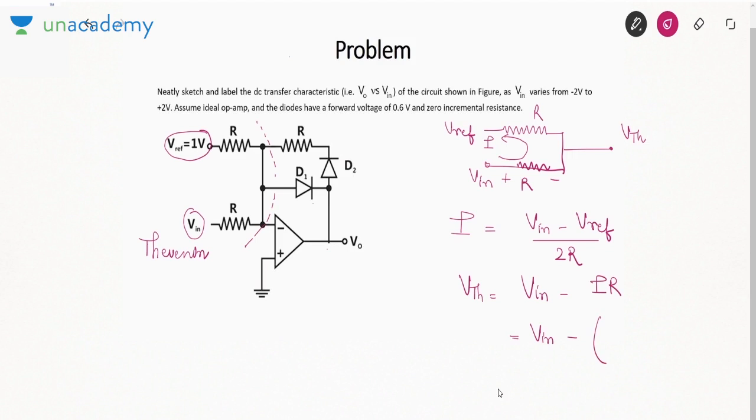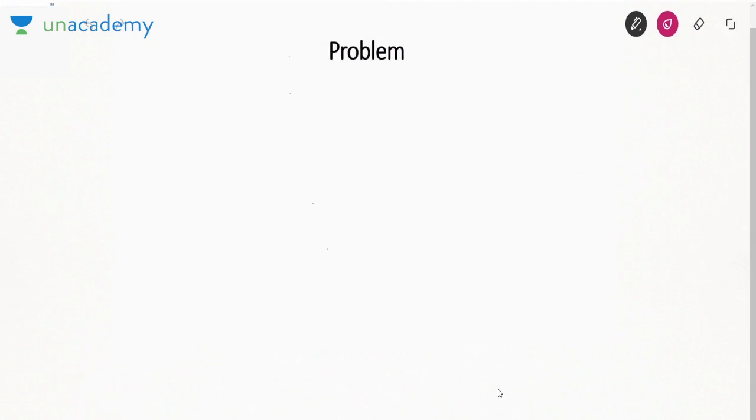Vin minus V reference by 2. That is Vin plus V reference by 2. That is VTH. What about RTH? For RTH, we will short circuit or ground the sources. If you ground both the sources, these two resistances are in parallel. So you can say RTH is simply R by 2. Okay. That will be the value of RTH. So let me draw the equivalent circuit in the next slide.